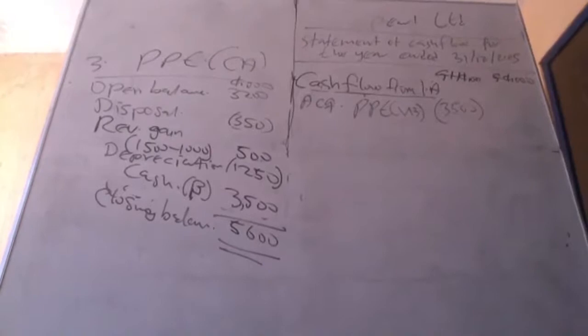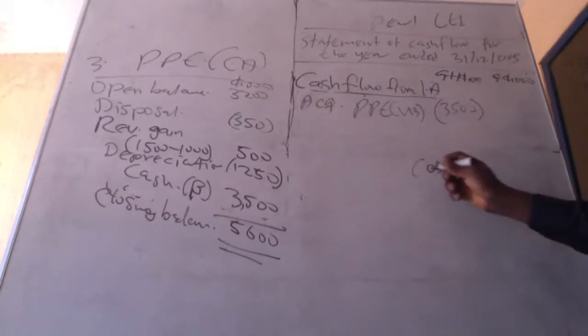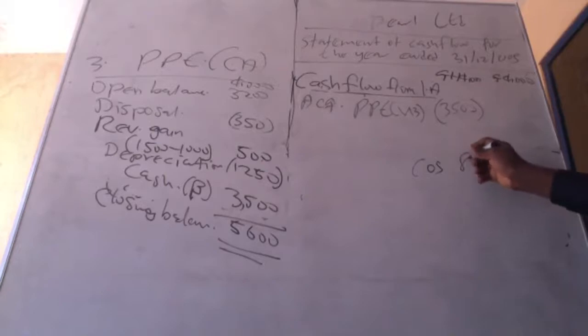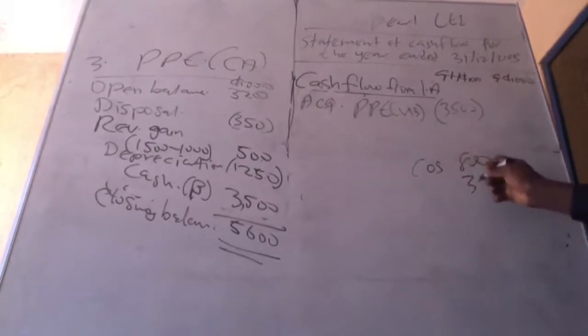Is there any sale of PPE? Yes, they sold PPE for how much? 500 Ghana. That amount is an investing item, an investing activity, that transaction. Good. The cost of the asset disposed is 800. The carrying amount is 350. They sold it for 500.